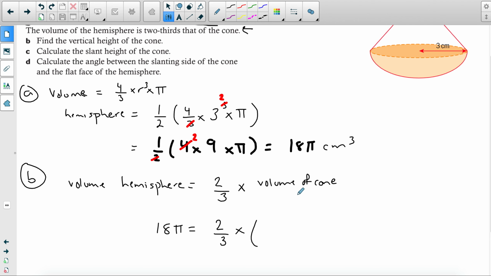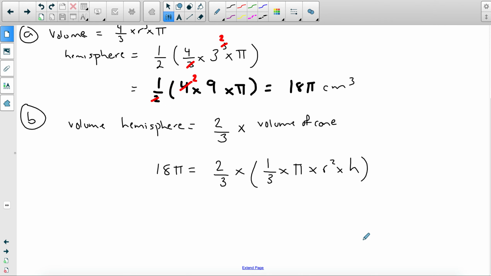volume of the cone. Again, you don't need to remember the formula for the volume of the cone, it's given in the data booklet. It's a third times pi times the radius squared times the height, which is what we need. So we are missing the height.